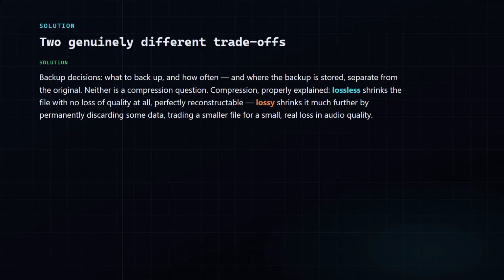Here is the solution. Backup decisions. What to back up and how often, and where the backup itself is physically or digitally stored, separate from the original. Neither of those is a compression question.